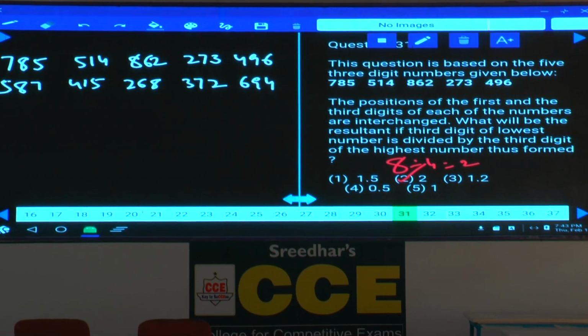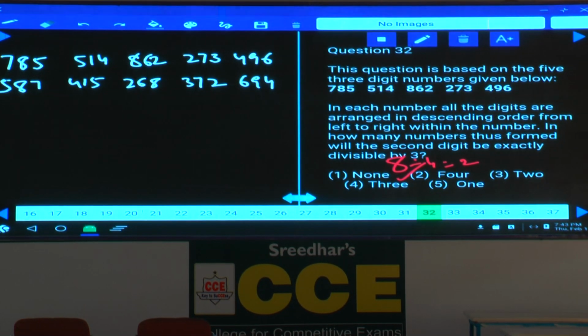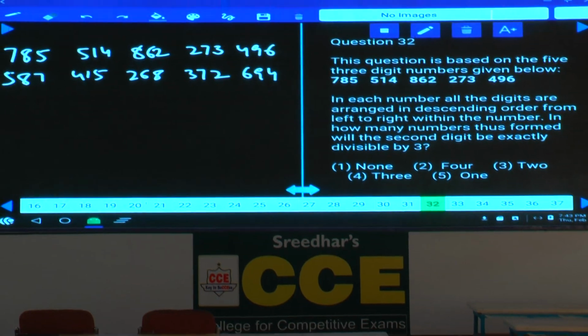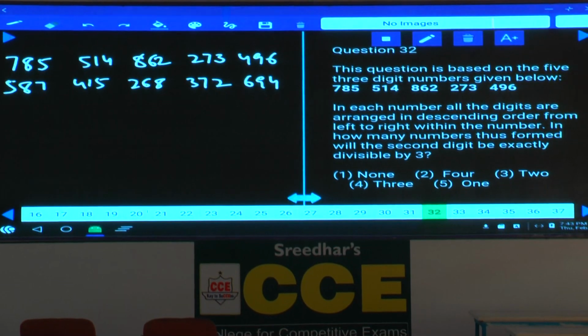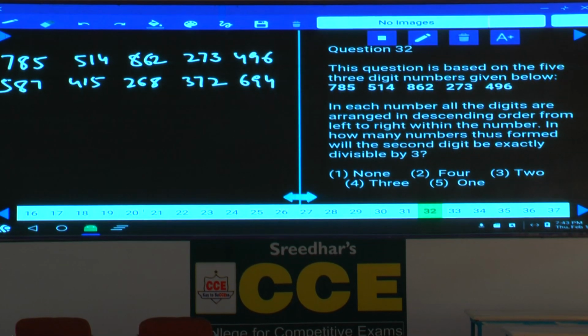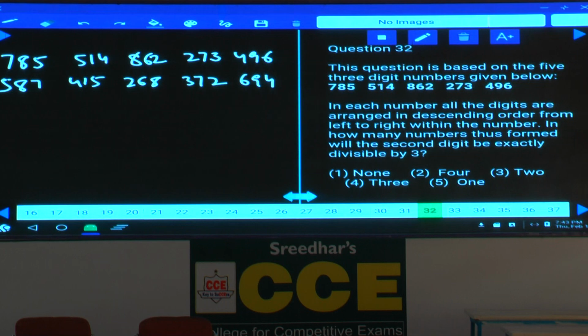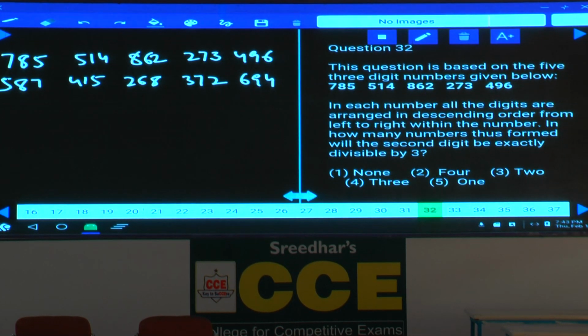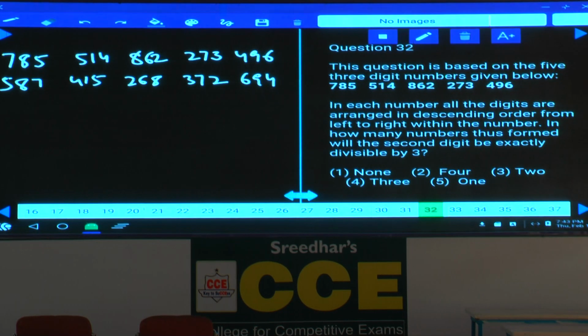Then question number 32. Now in this 32, in each number all the digits are arranged in descending order from left to right. You know how many numbers thus formed will the second digit be exactly divided by 3, isn't it? Now the given numbers are written in the descending order.